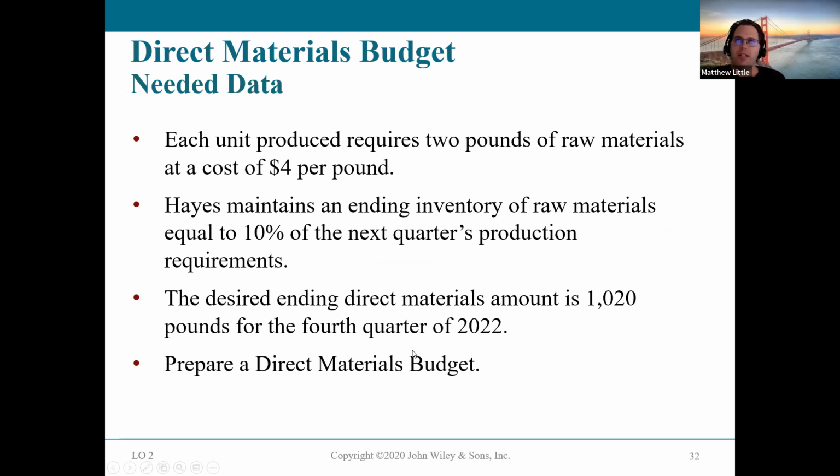So now let's look at an example where each unit produced requires 2 pounds of raw materials, which costs us $4 each. We want to maintain an ending inventory of raw materials equal to 10% of the next quarter's production requirements. The desired ending direct materials amount is 1,020 pounds for the 4th quarter of 2022. And I think we show that in a moment. Yes, we do. And so we want to prepare a direct materials budget.